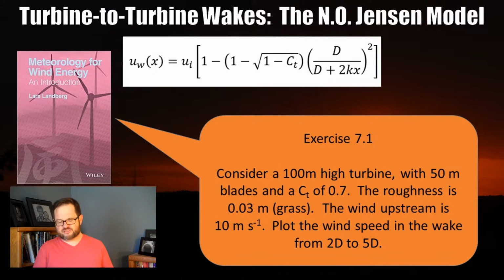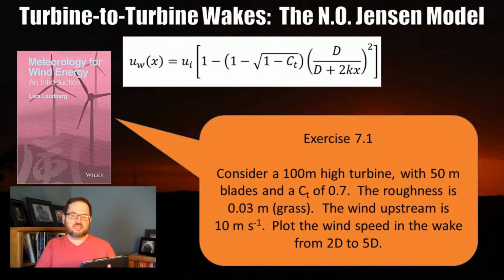And so your book just throws exercise 7.1 at us. Let's actually look. In exercise 7.1, let's say we have a 100-meter tall turbine with 50-meter long blades, and we're going to just be given that the thrust coefficient is 0.7. It's going to be a number from 0 to 1. And we're just going to give you 0.7, okay? Let's not worry about how it got computed.